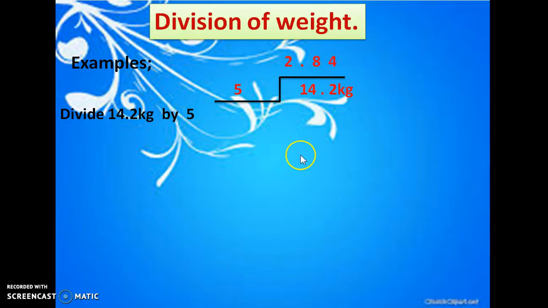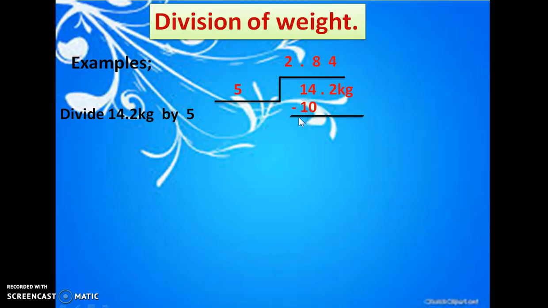So let's look at the process once again. How many 5 will I get in 14? It is 2. So 2 multiplied by 5 gives us 10. Now that 10 you get, put it directly under your 14 because you've divided 14. So put the 10 under it to check if there's going to be any remainder.